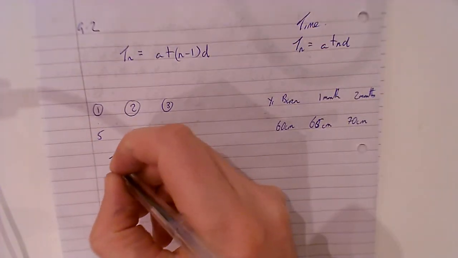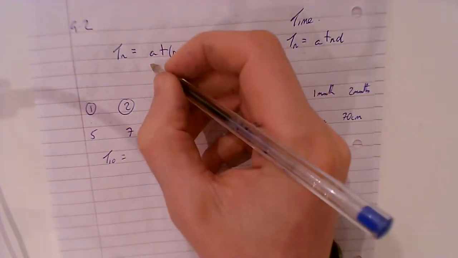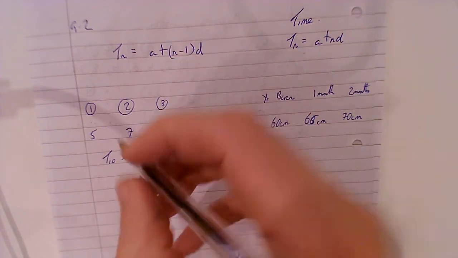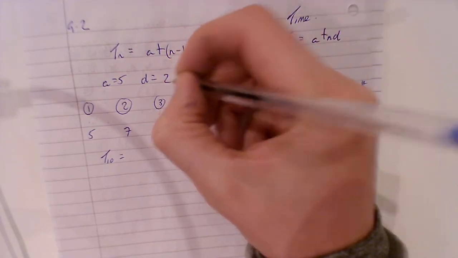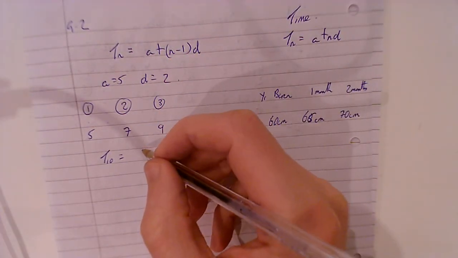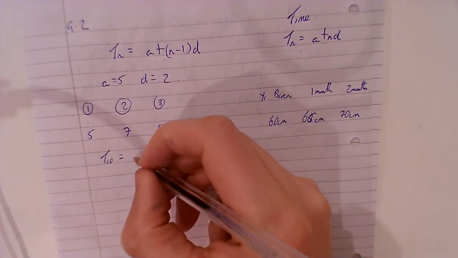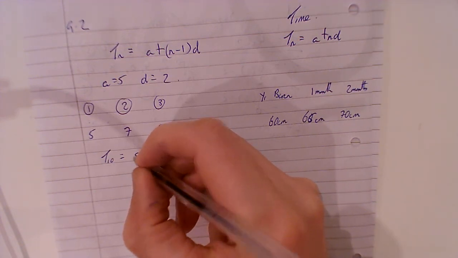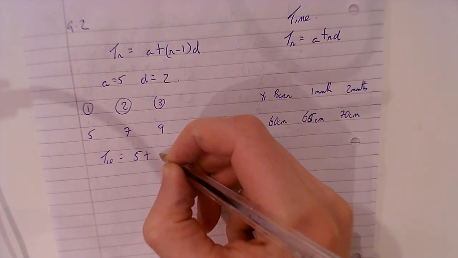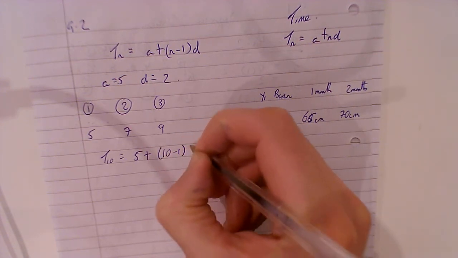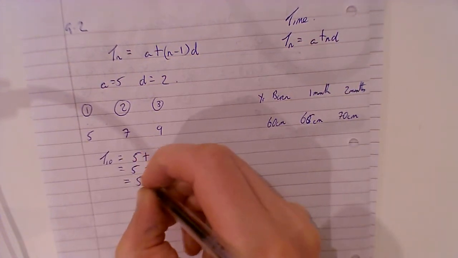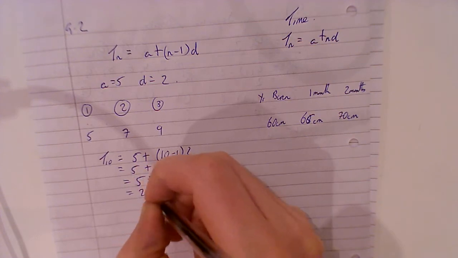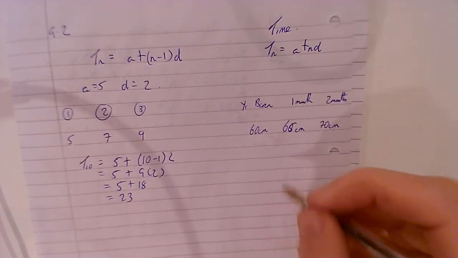So let's look at the two different ones. If I said, what's going to be in sequence 10? Well, a stands for the first one. So a, in this case, is 5, and d is 2. Pretty straightforward. Now t of 10 will be a, 5, plus n minus 1, which is 10 minus 1, by 2. That's 5 plus 9 by 2. That's 5 plus 18. That's 23. Okay, everybody's happy with that.